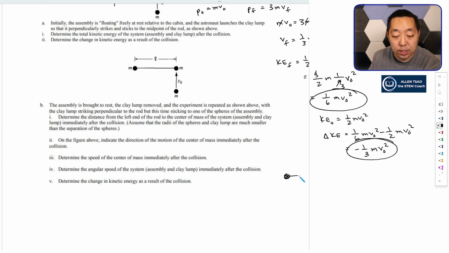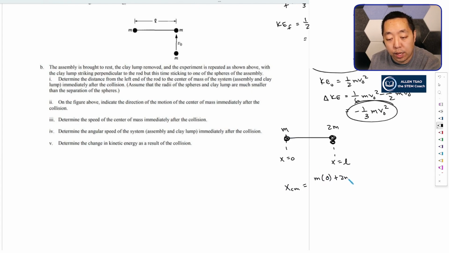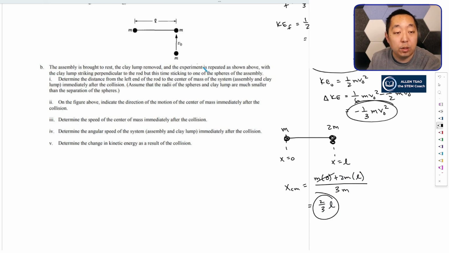And so this is our center of mass calculation. We have 2m over here, and we have m over here. And we're going to say this is x equals 0. This is x equals L. What is our center of mass calculation? We sum the mass times its position. So m times 0 plus the 2m times L, divided by the total mass, which is 3m in this case. So we get 2/3 L. So the center of mass is located around 2/3 of L, right around here.